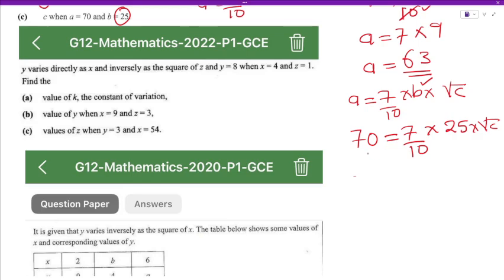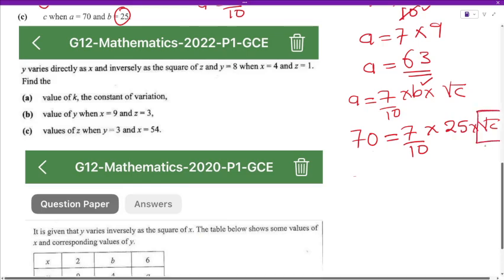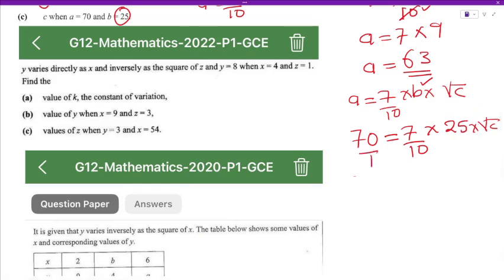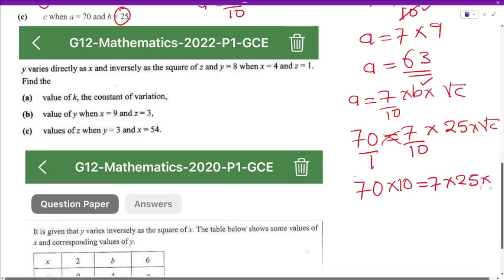So instead of multiplying, I'll simply move all these values to the left so that I just remain with what I'm trying to find here on the left, the square root of c. So I'll say over 1, and then I cross multiply. So it's going to be 70 times 10. Instead of 70 times 10 giving me 700, I'll just express it that way, then I'll say 7 times 25, times the square root of c.